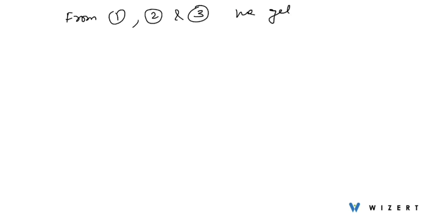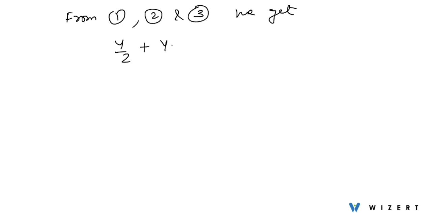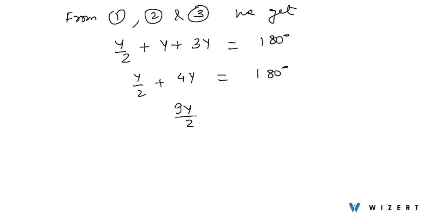Now with the help of equations 1, 2 and 3, we can write angle x as y by 2, plus angle y, plus z, which can be written as thrice y with the help of equation 1. So this is equal to 180 degrees. If we simplify it, we get the value of the unknown, that is y. So 9y by 2 is 180 degrees. So angle y is equal to 2 multiplied by 180 degrees divided by 9, which is equal to 40 degrees. So from here we obtained y as 40 degrees.